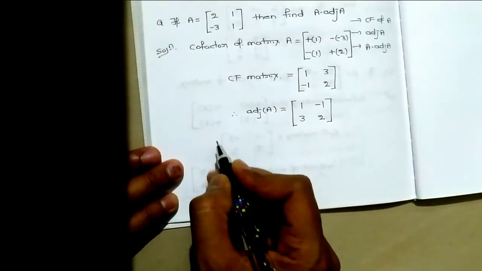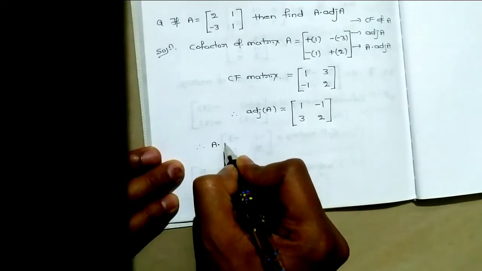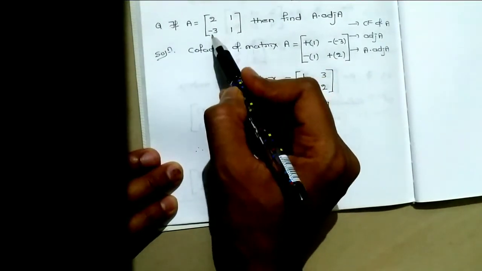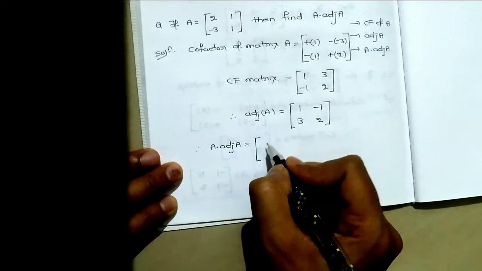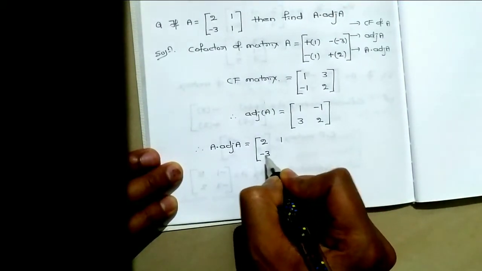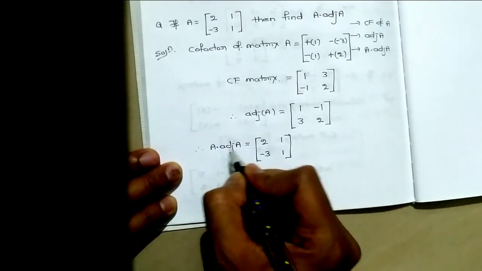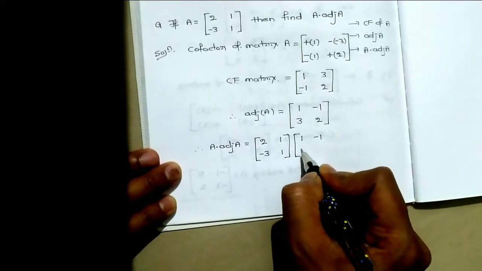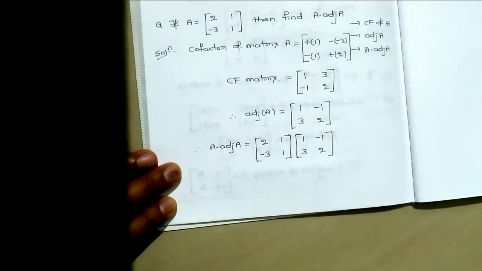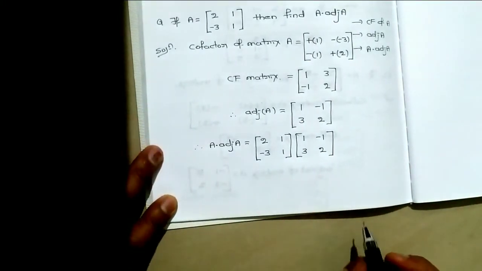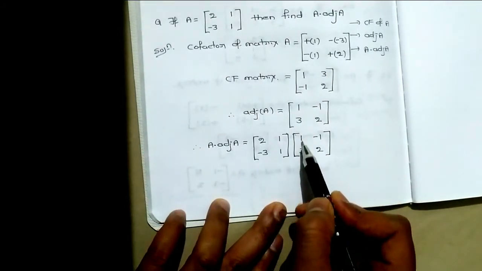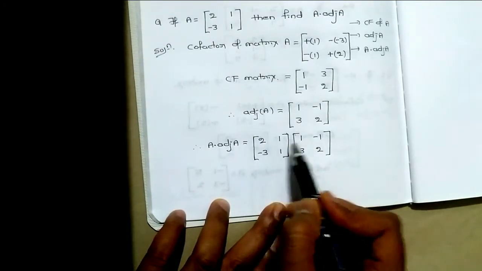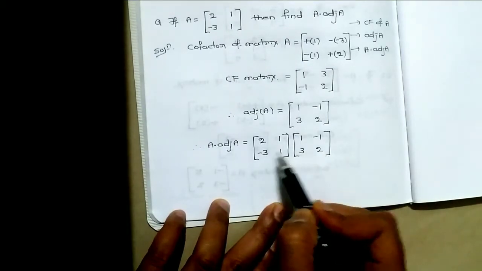Therefore, A into adjoint of A is equals to, first A matrix, what is the A matrix here? 2 1 minus 3 1, right? Next into adjoint of A, what is the adjoint of A value? 1 minus 1 3 2. So now you need to apply the multiplication rule. What is that multiplication rule? You need to multiply first row with first column, in that first element with first element plus second element with second element. Next first row second column, next second row first column, then second row second column.